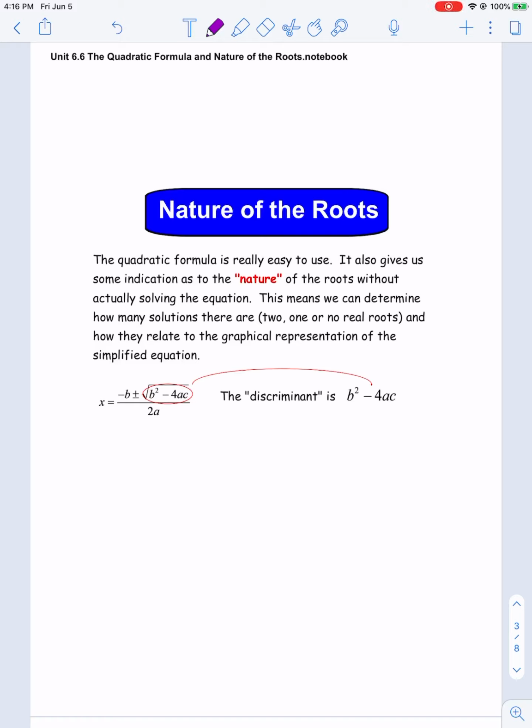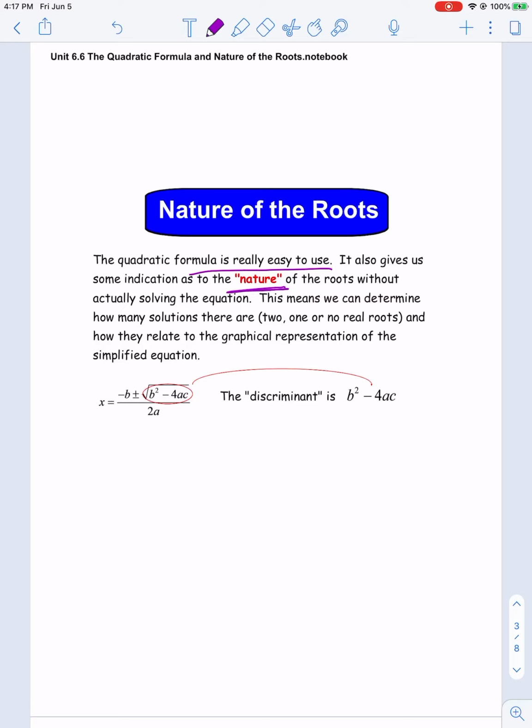All right, this is the second half of Unit 6.6, the quadratic formula, the nature of the roots. So in the first video, we talked about the quadratic formula, and at the end, we looked at the roots. So the quadratic formula is really easy to use. You just substitute numbers into the equation. It also gives us some indication as to what's called the nature of the roots without actually solving for the roots. And what I mean by the nature of the roots is basically how many are there, and are they real numbers or aren't they?